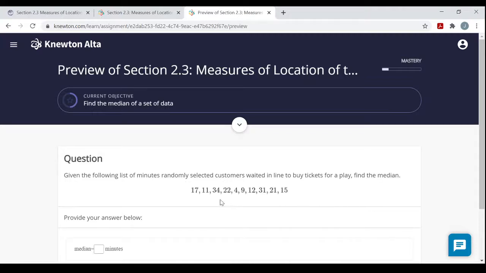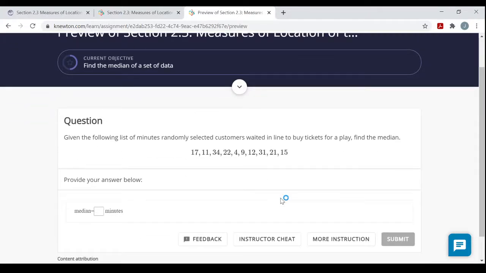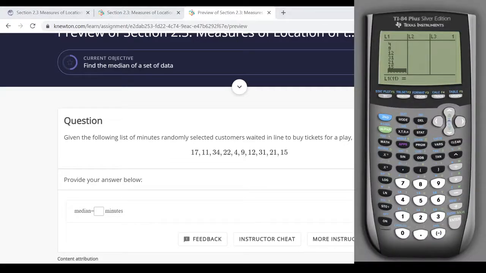All right, so I have another set here. All right, so this time I'm just going to go to the calculator. I'll pull that up when I'm finished, when I enter this list. Okay, so I've got this list entered, and like I said, I'm not.